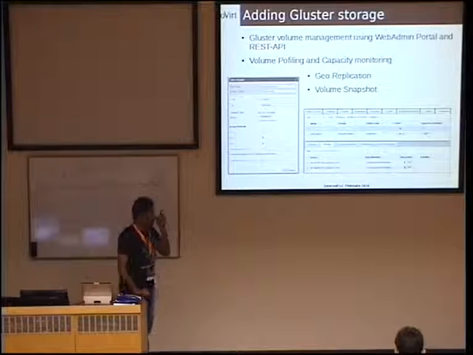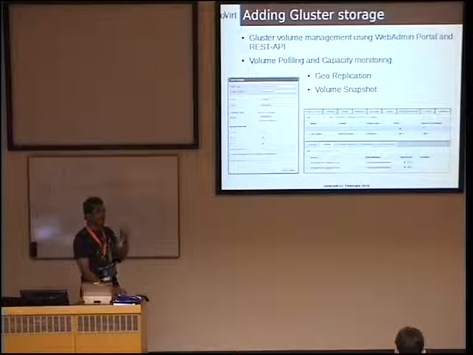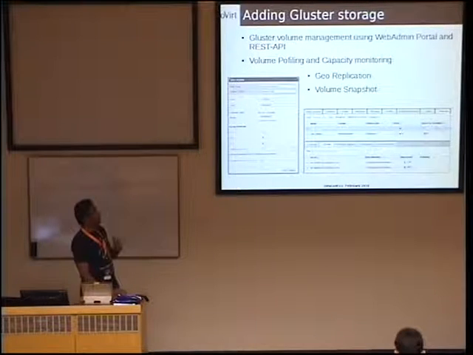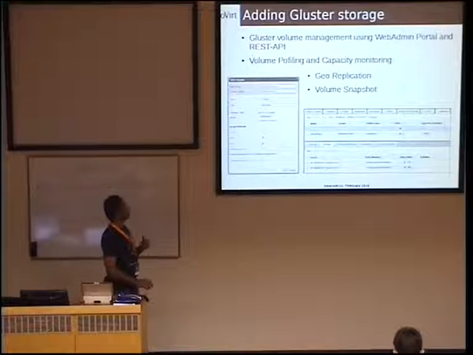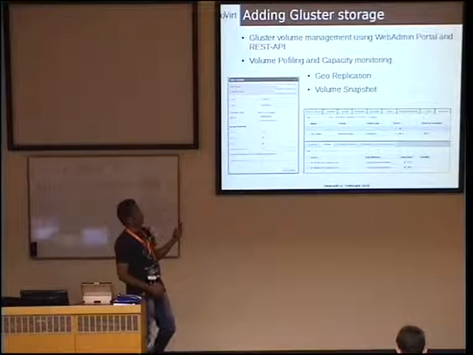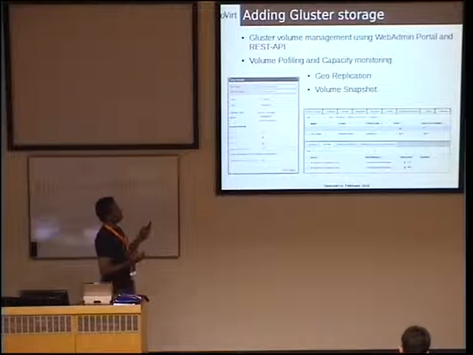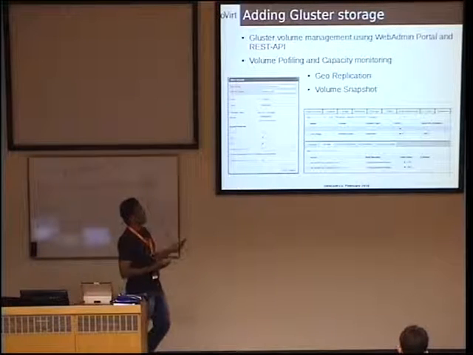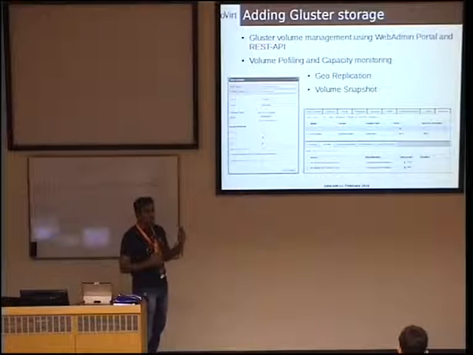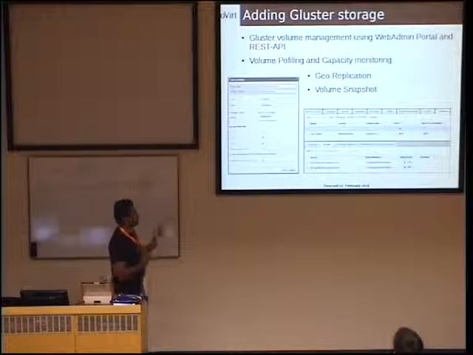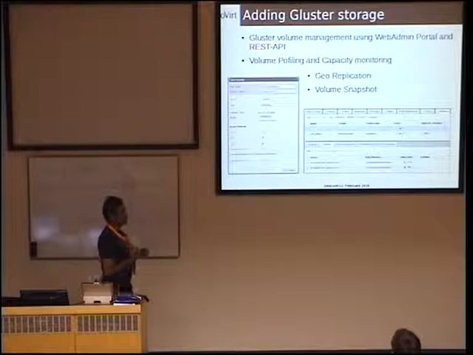Next is creating storage from Gluster. See, I already told you oVirt supports Gluster deployment and Gluster management. You can create your volumes in oVirt itself, either through the web engine portal or through the REST API. It supports other Gluster features like volume profiling, capacity monitoring, geo-replication, volume snapshot, almost everything whatever is there in the Gluster.